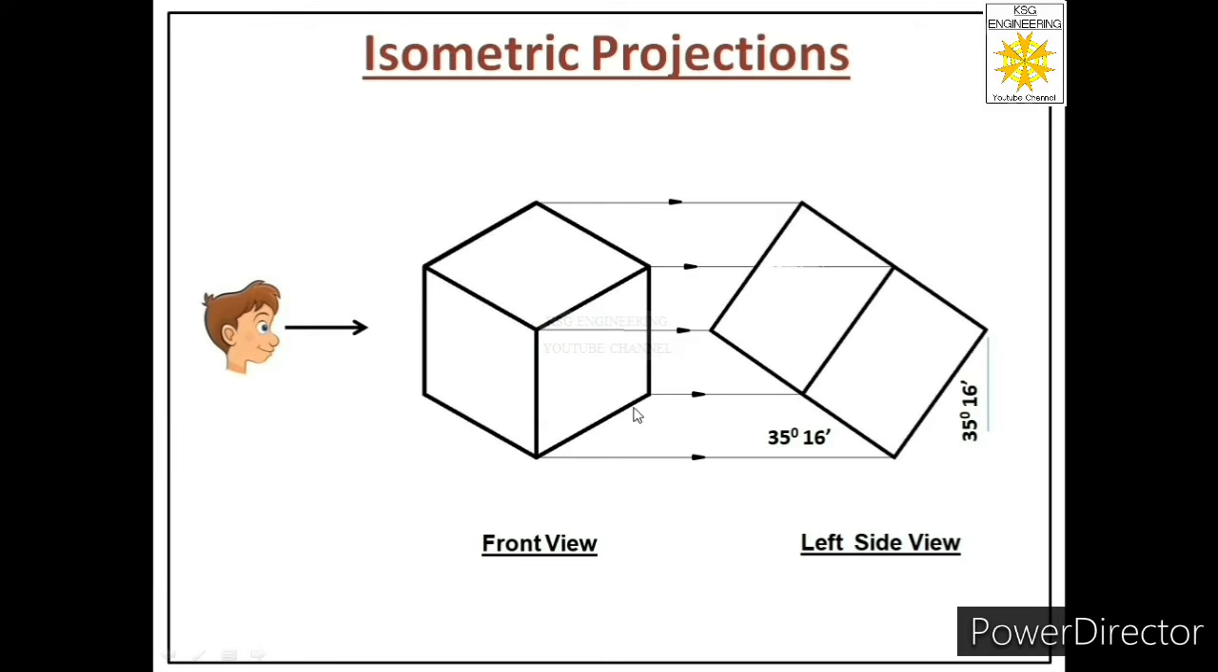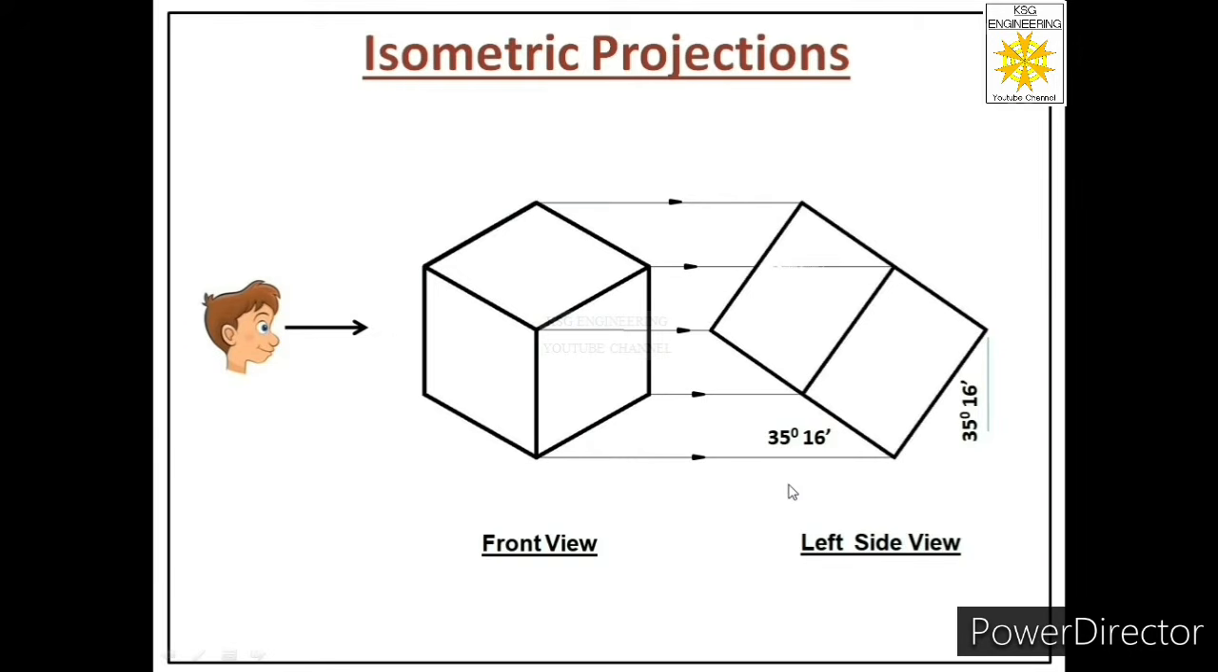And you can see over here, when we look at this isometric projection from front, this edge of the cube looks like a vertical edge and parallel to VP, but it's not like that. You can see over here, this edge in the side view is visible over here. So this edge is not vertical, it is inclined to VP. In fact, these three edges of the cube are equally inclined to VP, and these edges are inclined at 35 degrees 16 minutes to the vertical plane.